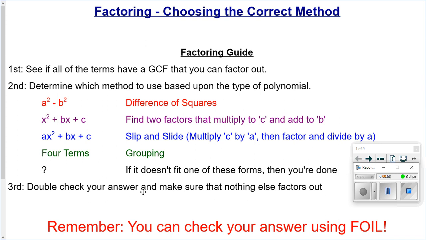And then the third step is to double check your answer and make sure that nothing else factors out. So at the end, always make sure that there's nothing else that can be done. And remember, you can always check your answer using FOIL. So I'm going to do several examples. If you want to skip around, you're welcome to do that. So here we go.